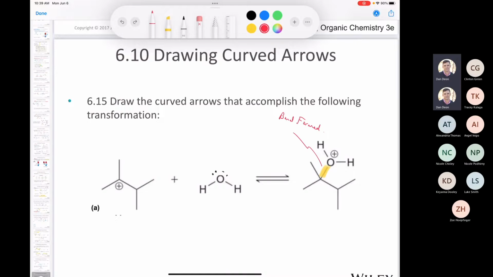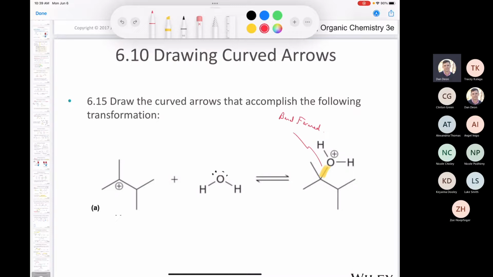Could anybody describe what the curved arrow would look like here? Would it start on one of the lone pairs on the oxygen, and then it would end pointing at the carbon that is positive in the first one? Absolutely. I couldn't have said it better. I could not have said that better myself.